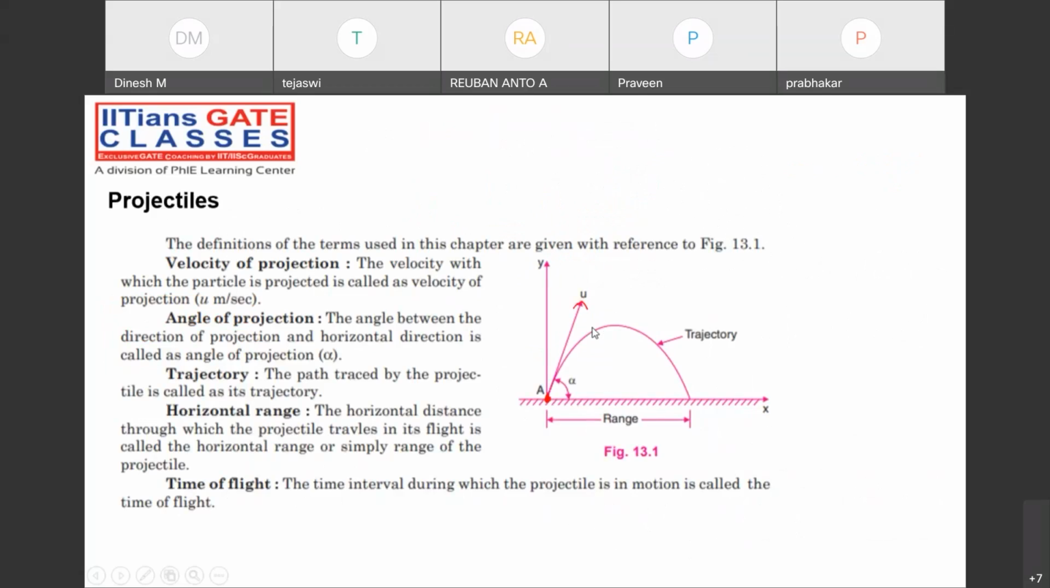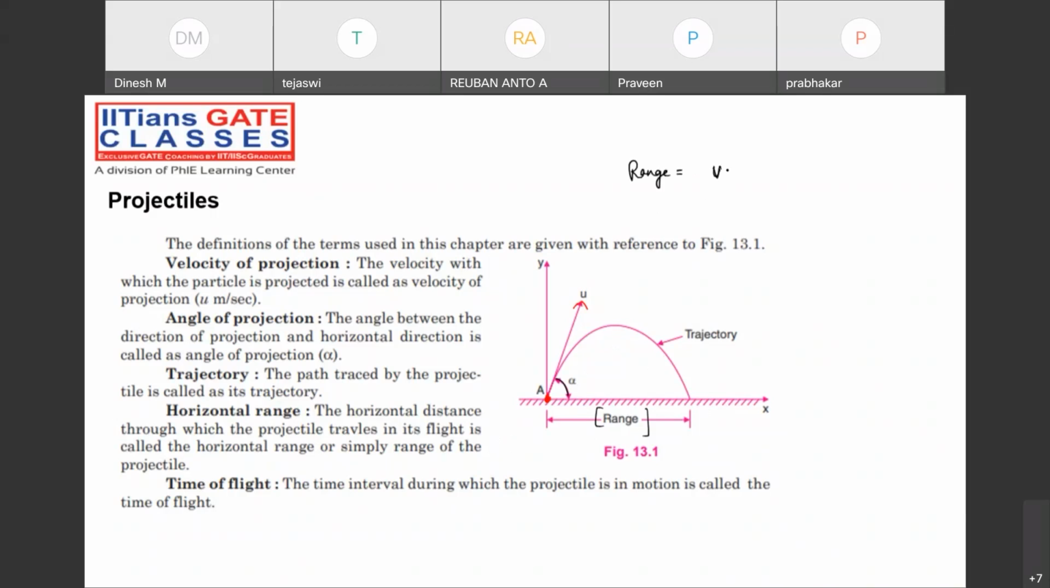Now, the velocity of projection, you know, is the velocity with which the particle is projected. Angle of projection: the angle between the direction of projection and the horizontal direction is called the angle of projection. That is alpha. Trajectory is the path traveled by the particle. Horizontal range means what? The horizontal distance through which the particle travels in its flight is called the horizontal range, or simply the range of the projectile. What is the formula for the range?